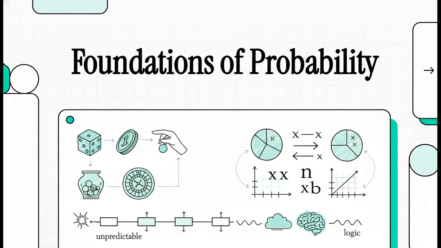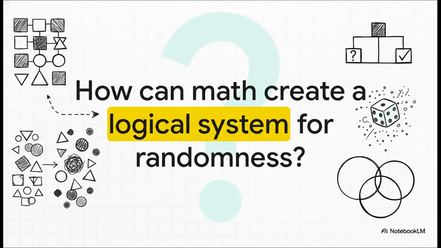Have you ever wondered how we can talk about something like chance with perfect mathematical logic? Well, that's exactly what we're going to do. We're going to build from the ground up the simple core rules that let us find beautiful order in the chaos of randomness. So here's the big question, right?